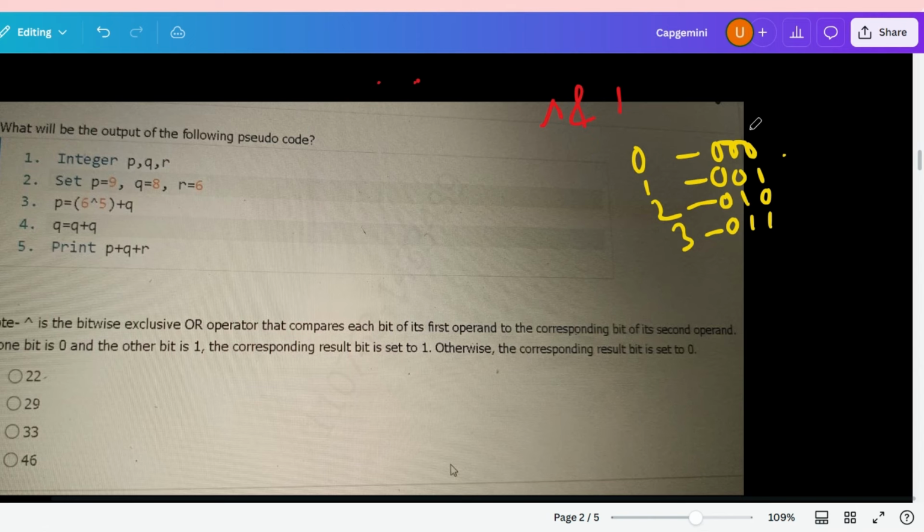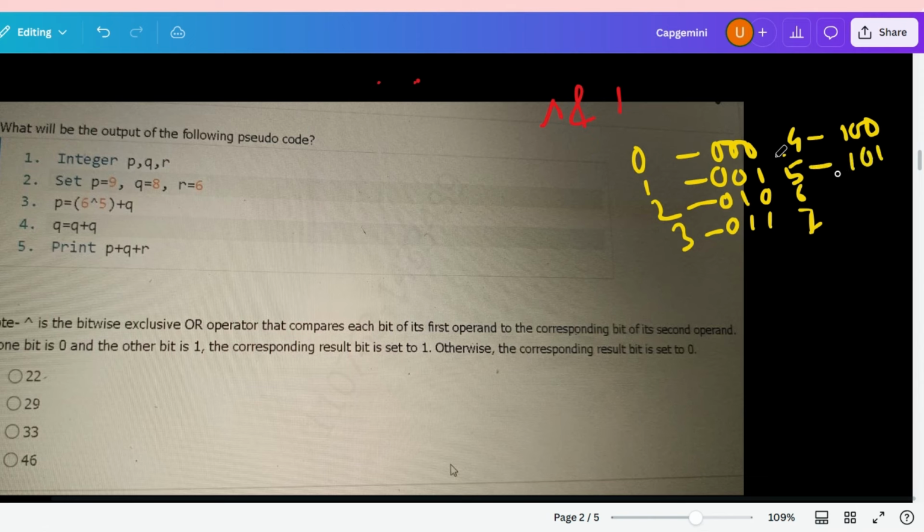It will be repeating. Let's say this is up to 3. Then from 4, 5, 6, 7, the pattern will be repeated. For 4, 100 will be the binary representation. For 5, 101.